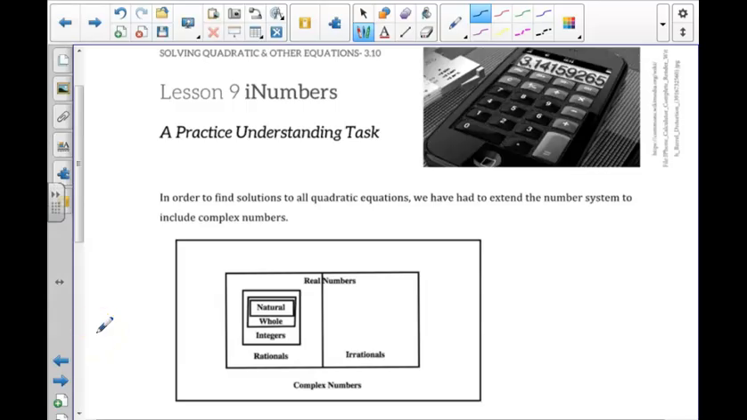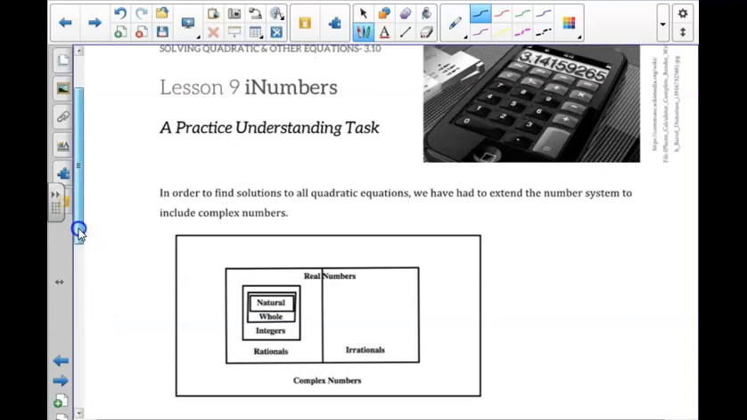In Lesson 9, iNumbers, we are extending our number system to include complex numbers because of our previous lessons and what we've noticed about our quadratic functions. We have now discussed that when the quadratic function does not cross the x-axis, the parabola is said to have imaginary solutions, and we have learned how to write those in complex number form.